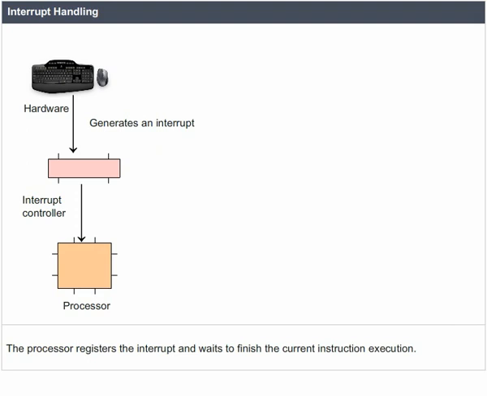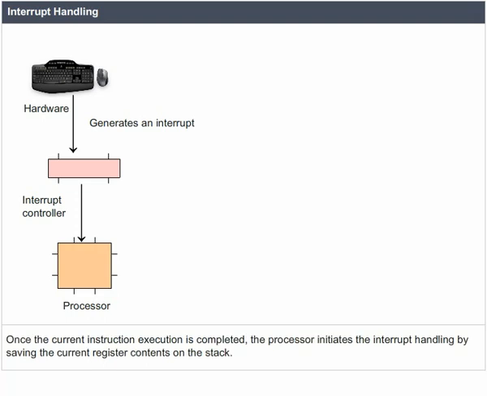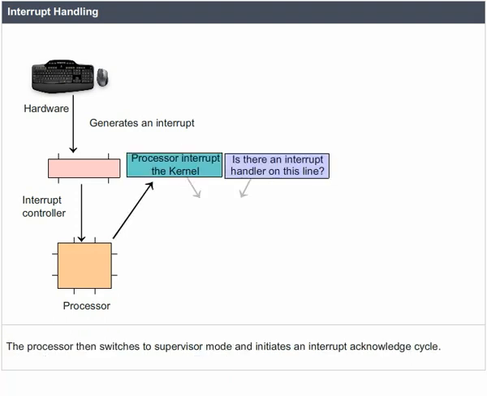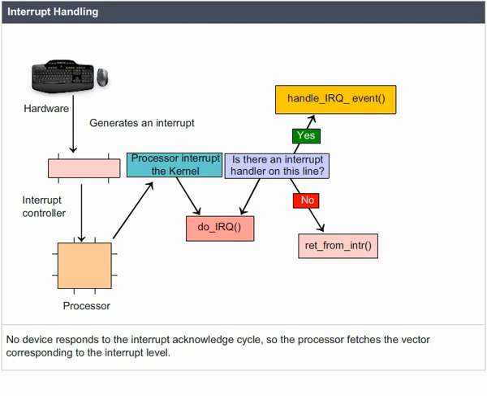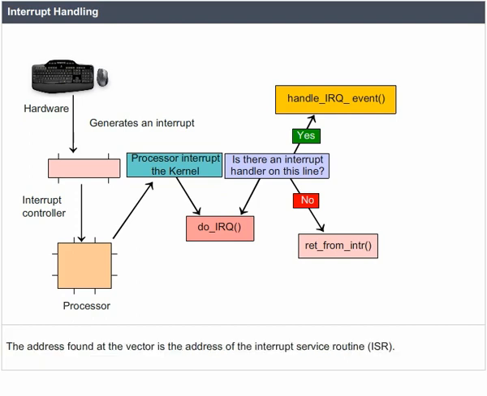Once the current instruction execution is completed, the processor initiates the interrupt handling by saving the current register contents on the stack. The processor then switches to supervisor mode and initiates an interrupt acknowledge cycle. No device responds to the interrupt acknowledge cycle, so the processor fetches the vector corresponding to the interrupt level. The address found at the vector is the address of the interrupt service routine.